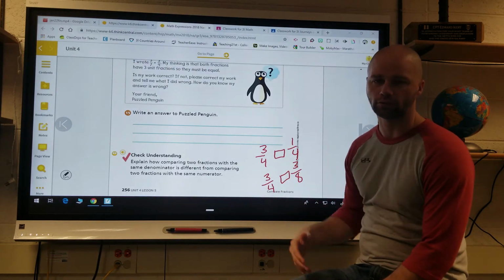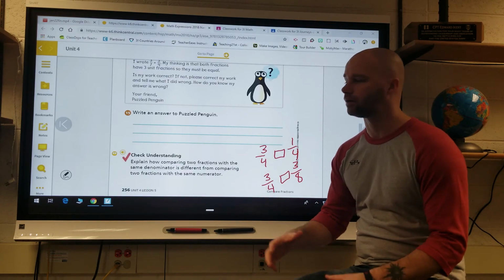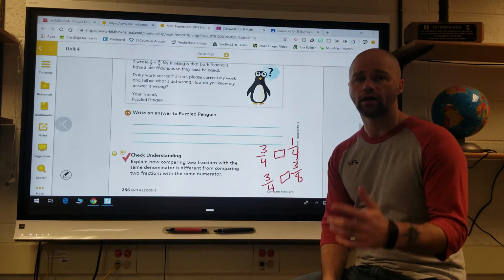So think about it that way. If you write those down, I think it's easier to maybe visualize why one is greater than the other, and then explain your thinking on the check your understanding, and you can get to work on your math.